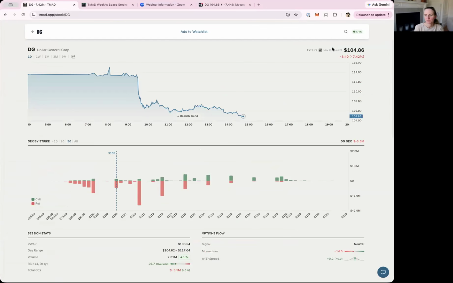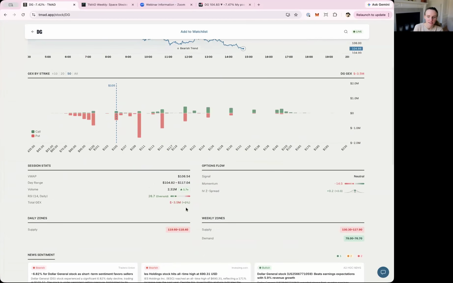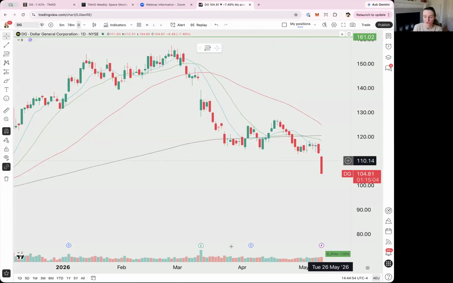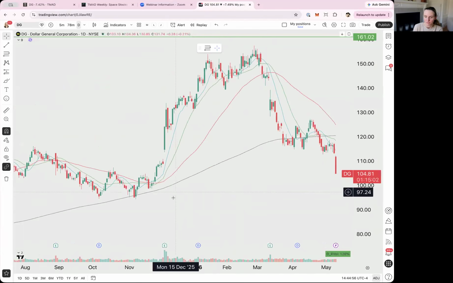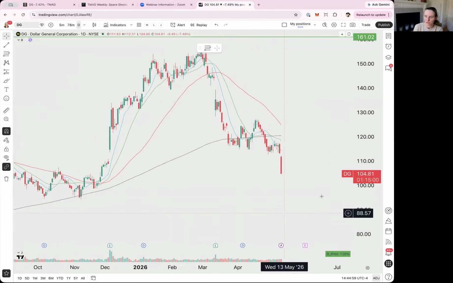All right, you see, not good news. You're in a bearish trend. You have a lot of negative gamma, most likely going down to 100, even lower. 100 is like the level. And also look at this. It has 1.7 relative volume to the downside. So this is probably a good short. Yeah, it's really going down here, 94, even lower.